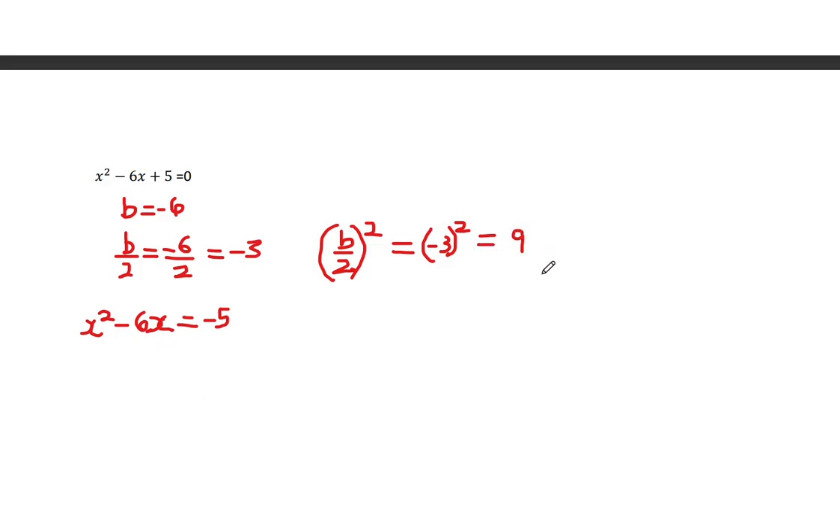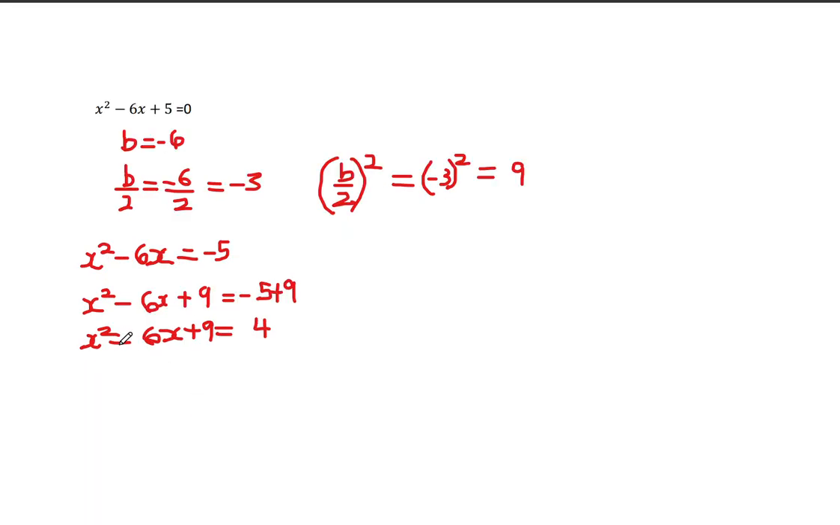So what we do with this squared result for b over 2, which is 9 in this case, is that we'll add it to both sides of the equation. So I'll get x squared minus 6x plus 9 equal to negative 5 plus 9. When we simplify this, we get x squared minus 6x plus 9 equal to negative 5 plus 9, which is going to give us 4.